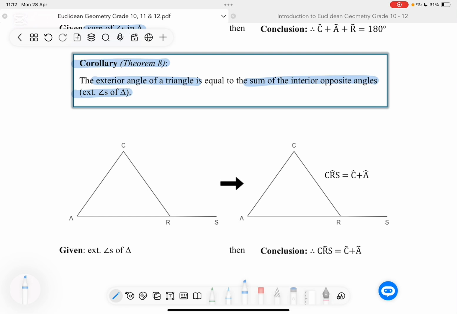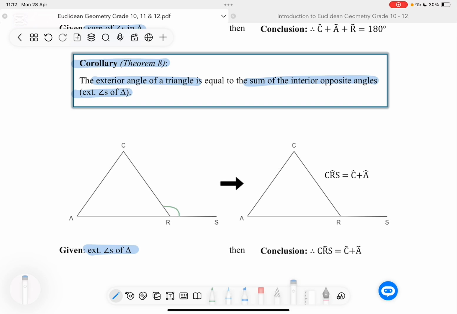Now let us look at that in the form of a diagram. We obviously have a triangle and we are looking at the exterior angle. Exterior means the outside, so in this case our exterior angle would be CRS, this angle here, because it is the angle that is on the outside. If we ever have an exterior angle in a triangle, this angle will be equal to the sum, meaning the number that we get when we add the interior opposite angles.